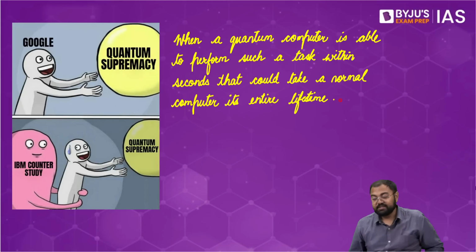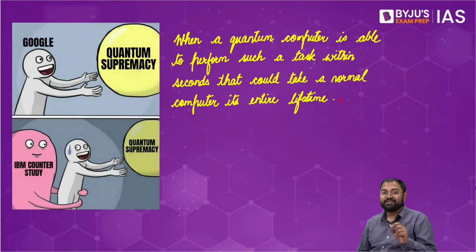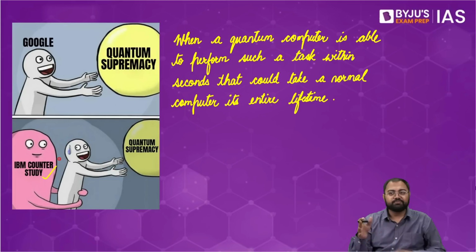Now, a few years back, Google came out saying that we have achieved quantum supremacy, that we have designed a quantum computer that will be able to do such a task within seconds that a normal computer could have taken 10,000 years to complete. 10,000 years to complete, and we have been able to do that within a couple of seconds. So they said that now we have achieved quantum supremacy. But then IBM came forward and said that no, this is not quantum supremacy, because we have supercomputers that can do this task within a couple of minutes. So the difference is not that great. So please don't call it quantum supremacy.